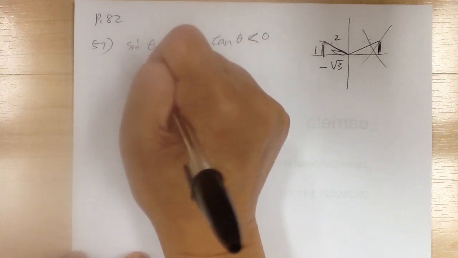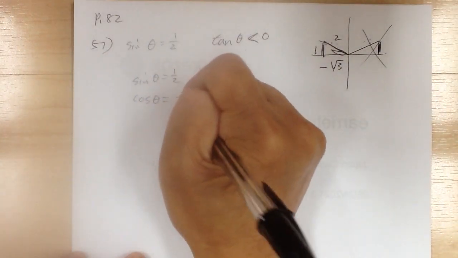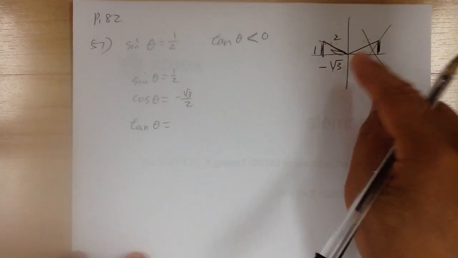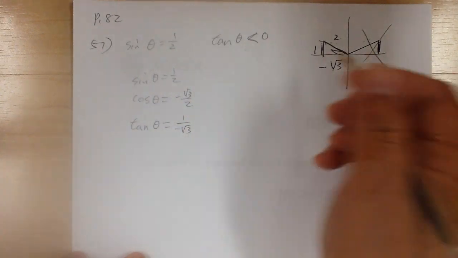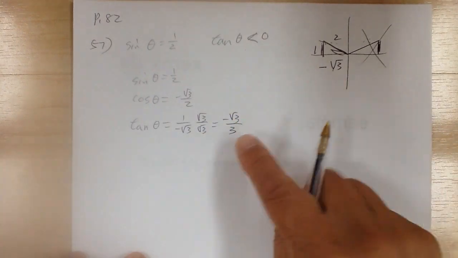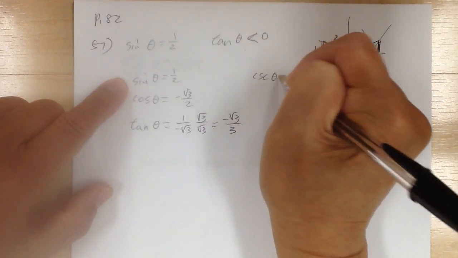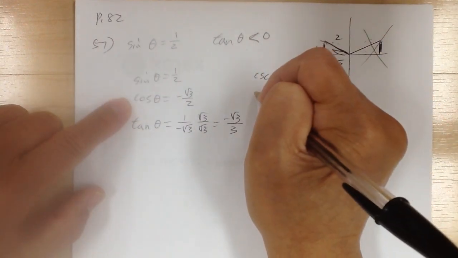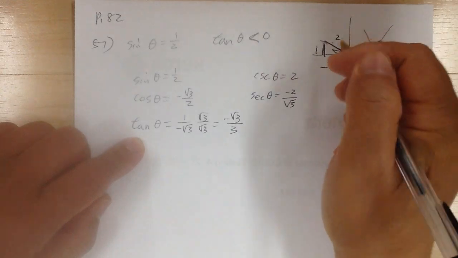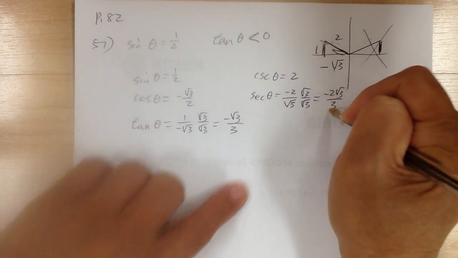Even though it's given, I'm going to write it again. Sine theta is 1/2. Cosine theta equals this over that, so it'd be negative square root of 3 over 2. Tangent theta equals sine over cosine, so it'd be 1 over negative square root of 3. And you multiply by square root of 3 to simplify, so it'd be negative square root of 3 over 3, and it's negative, see that? And then from there, you're going to get your cosecant. Cosecant would be equal to 2, and secant would be, flip this over, negative 2 over square root of 3, and multiply by square root of 3 to simplify, so you get negative 2 square root of 3 over 3.